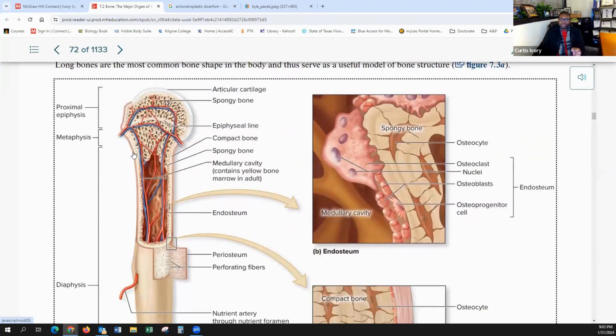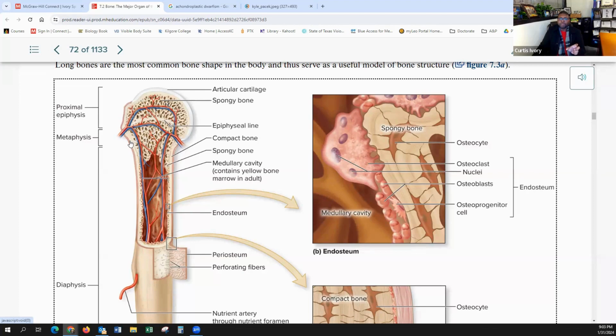The metaphysis is the place right underneath the epiphyses, the part that actually starts getting wider after the epiphyses. So if you look here, here's the epiphyses right here. The metaphysis is right here, which is a lot wider than the epiphyses. Usually in this region is where you're going to see a lot of bone growth in the epiphyseal line or plate. So that's one reason why it has its own special name, because there's a lot of things that happen right there.